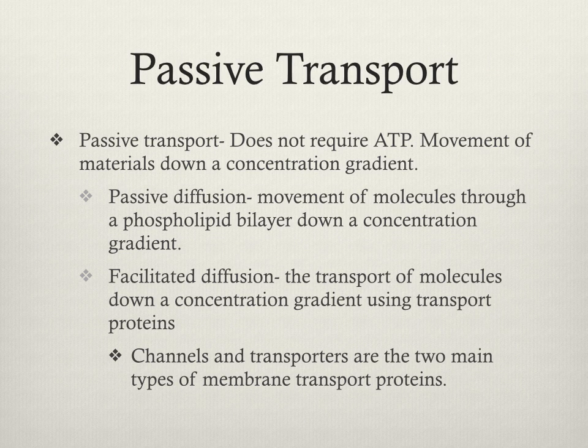Moving on to uptake and movement of materials at the cellular level. Plants use both active and passive transport to import and export materials. Passive transport is the movement of materials down a concentration gradient, and it does not require ATP. There are two types of passive transport.